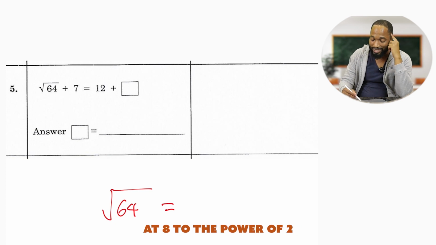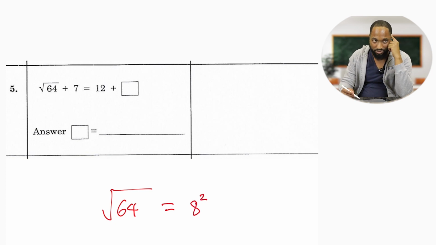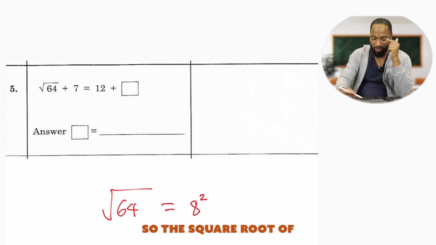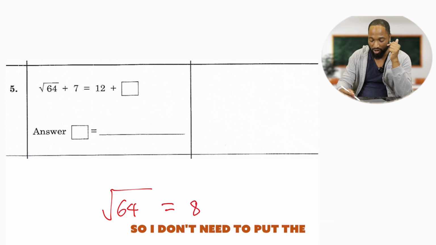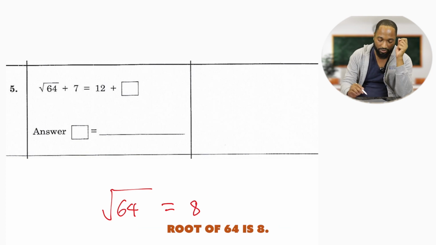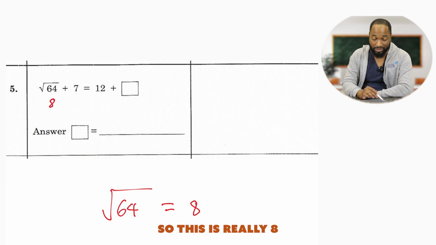So I'm actually looking at 8 to the power of 2, or 8 squared. So the square root of 64 is 8. I don't need to put it squared here because 8 squared is actually 64. So the square root of 64 is 8. So this is really 8.